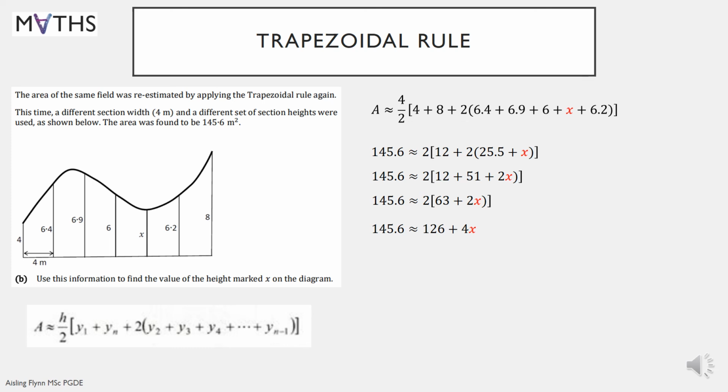Now, solving for x, we're going to subtract 126 from both sides. And you get 4x is more or less equal to 19.6. And solving for x, you divide both sides by 4, and you get x is approximately equal to 4.9 meters.